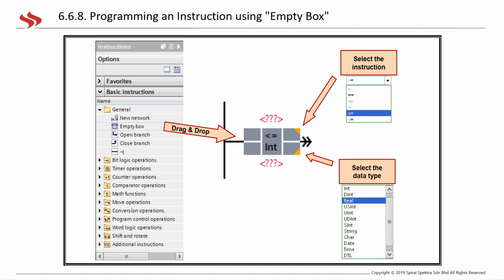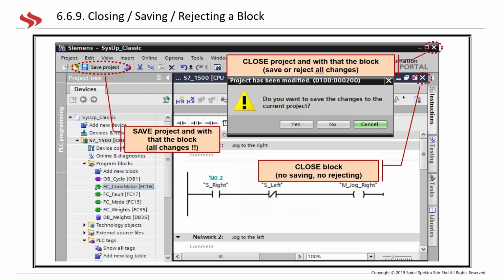So programming using an empty box. The empty box allows us to manually type an instruction name. Instead of just dragging it one by one, we can just type the function name directly for faster programming.